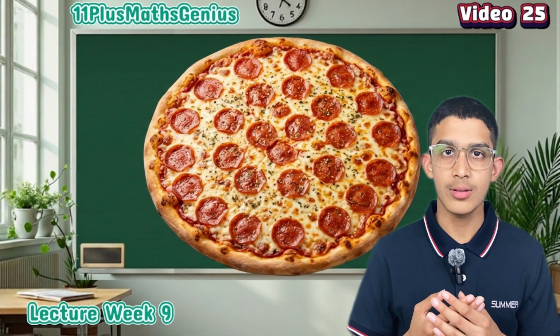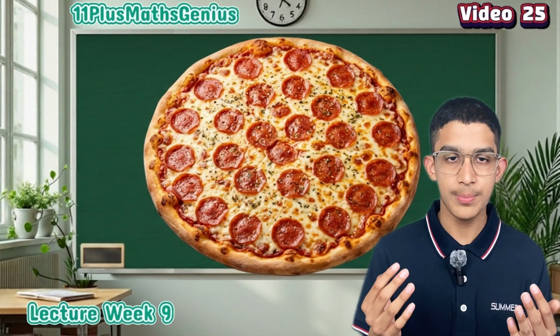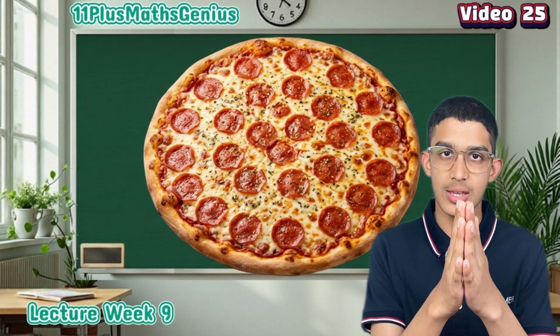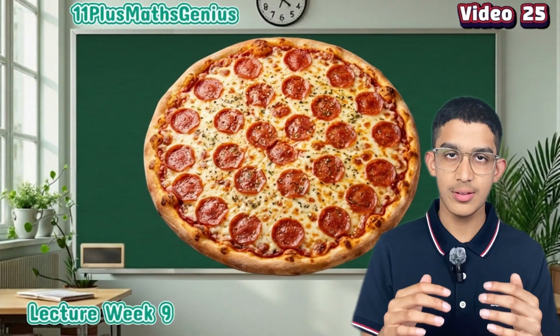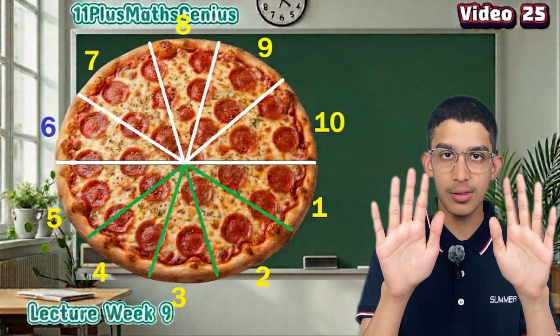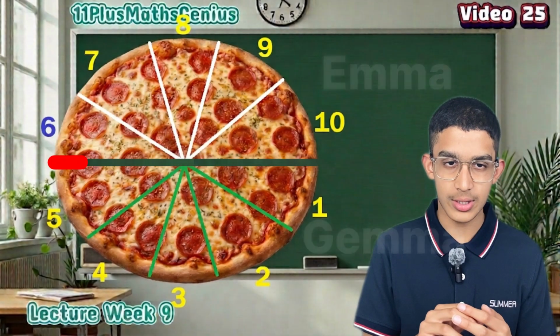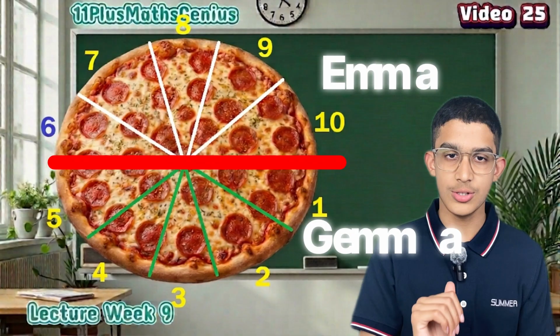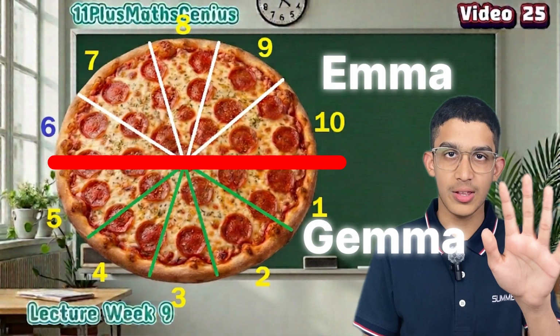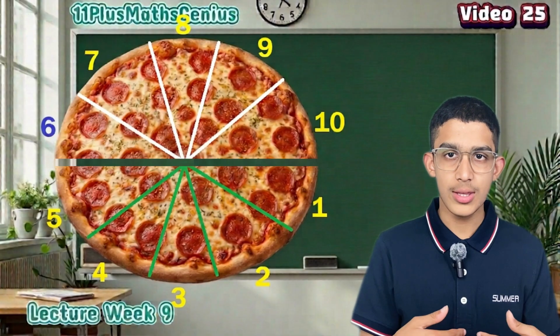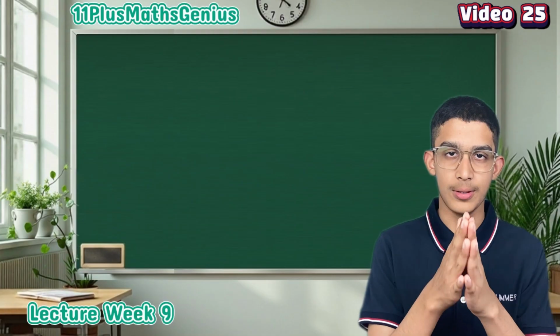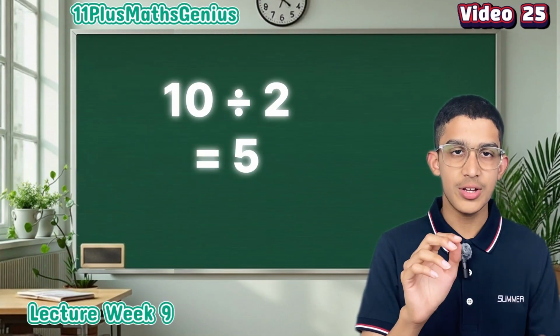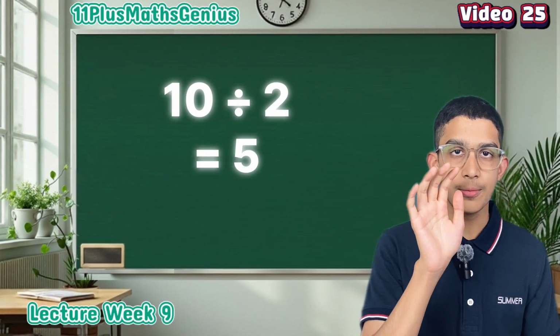Example: Emma and Gemma bought a pizza and shared it equally. The pizza has 10 slices, so Emma gets 5 slices and Gemma gets 5 slices. We find the result as follows. 10 divided by 2 equals 5.